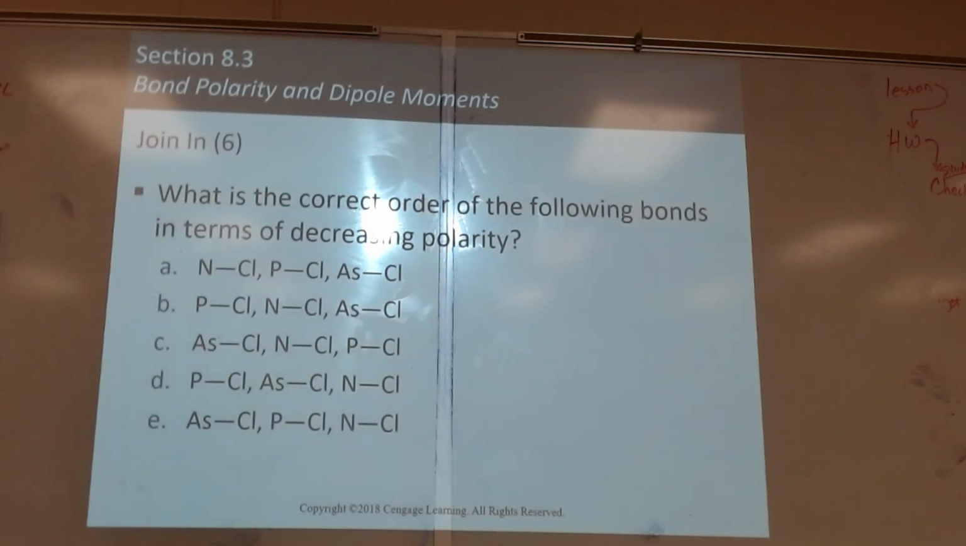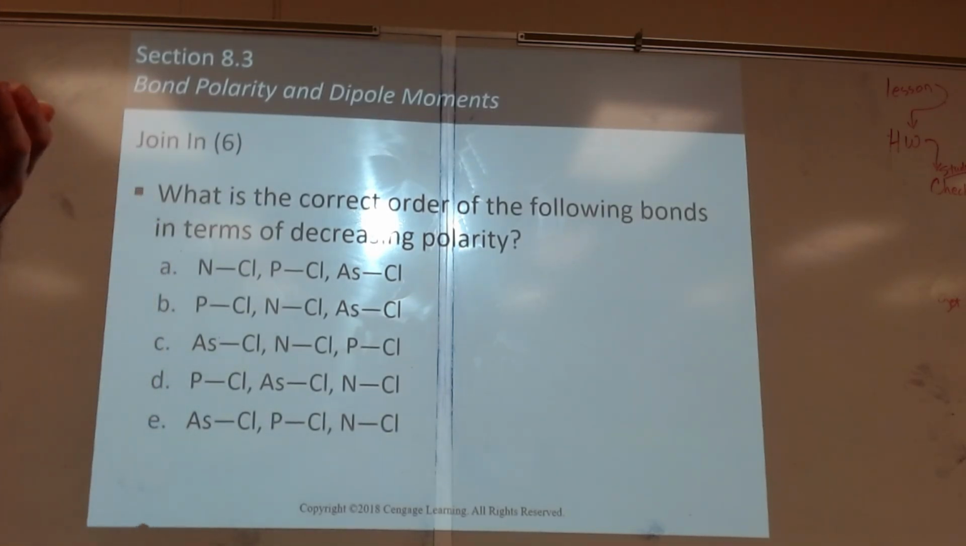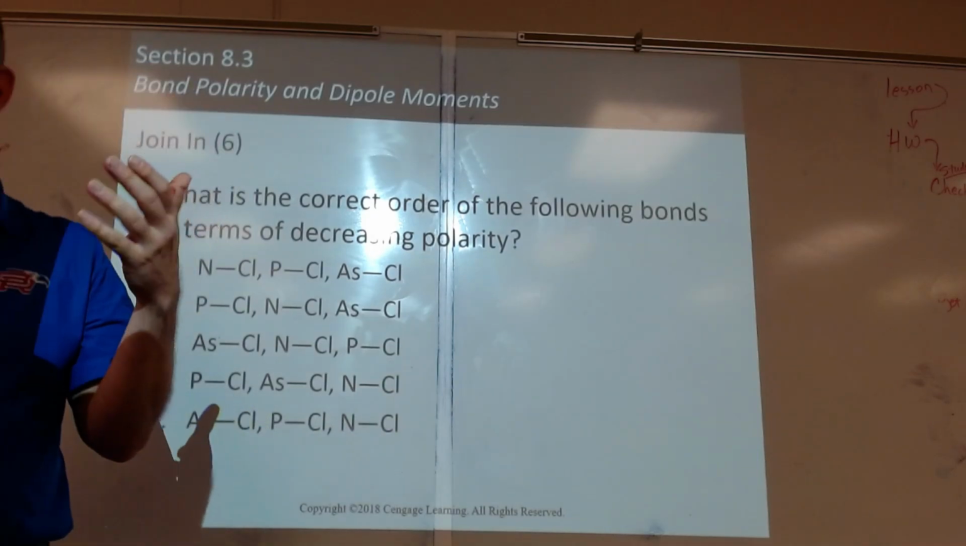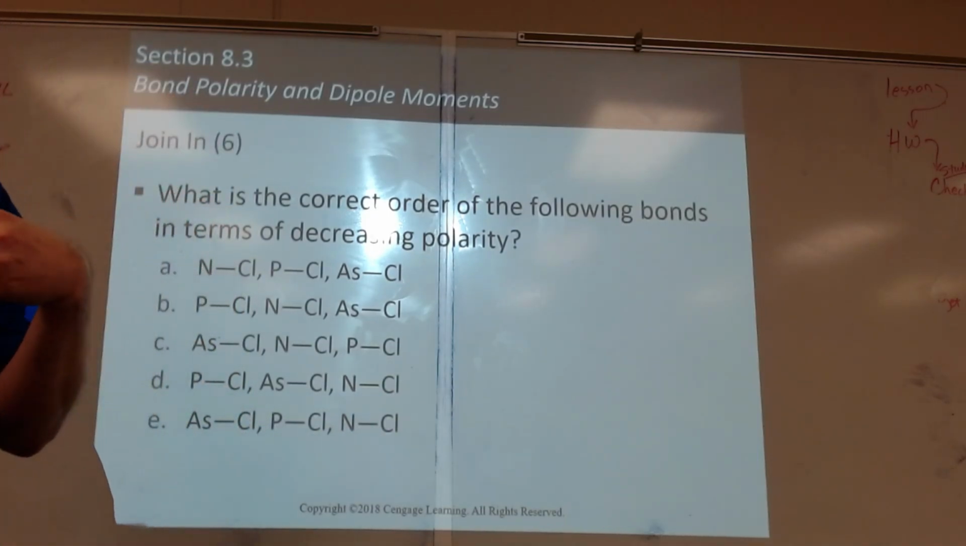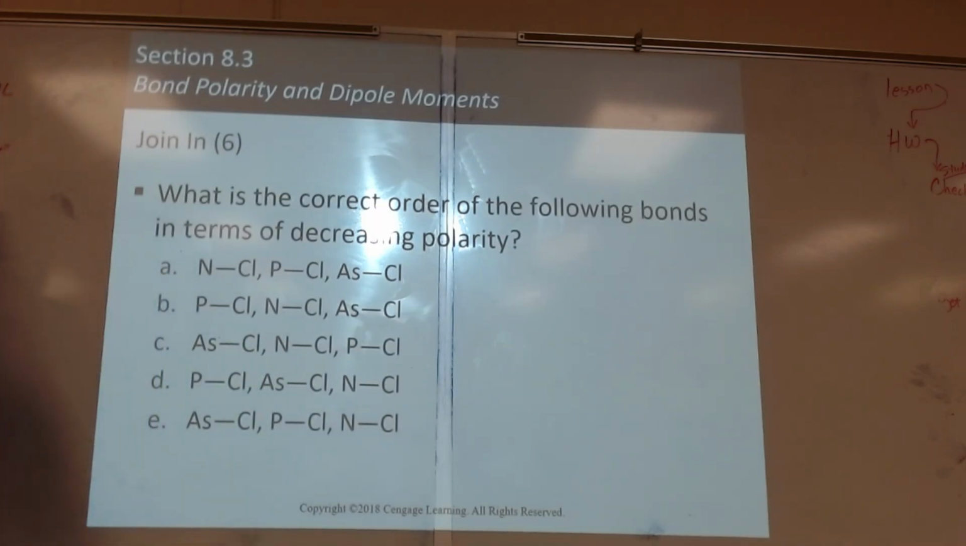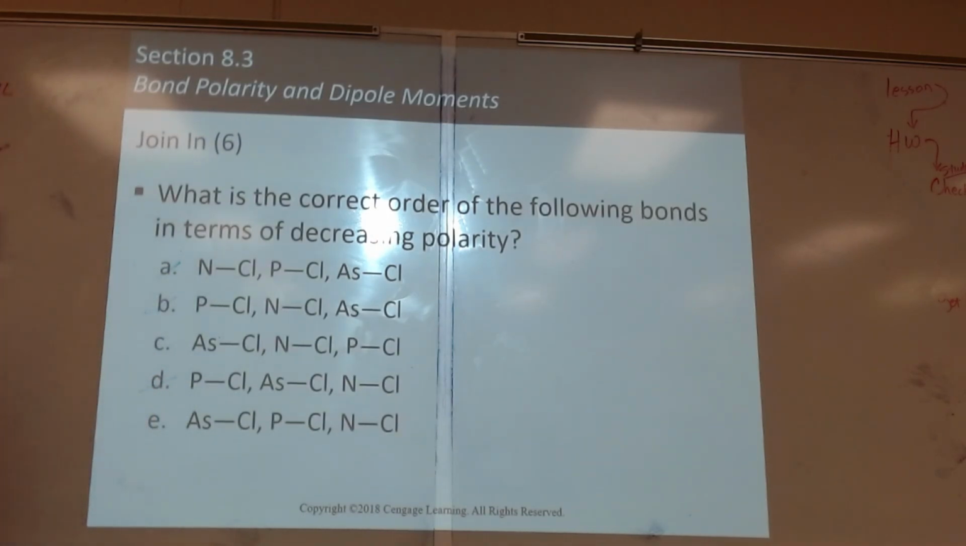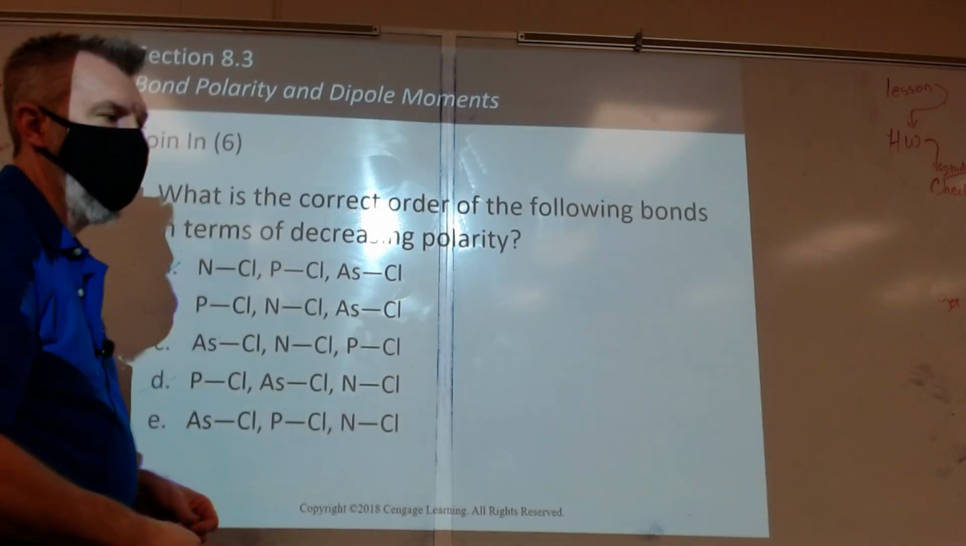Like 2 fluorines together is not polar. Even though each one of them would have an electronegativity of 4 on the Pauling scale. So 4 minus 4 is 0. I'm looking for the difference. So which one's going to have the most difference? Well, the most difference is going to be the one with the lowest electronegativity, in which case that would be arsenic, right? All right, that gets rid of this choice, and that choice. Okay? Very nice.